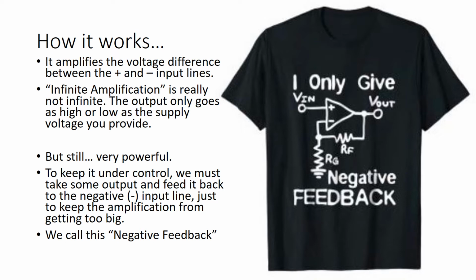So to keep it under control, what we do is we take a little bit of the output and feed it back to that negative input. We sometimes call that negative feedback. And that is like pulling back on the reins of a horse. It kind of slows it down and makes sure that it doesn't amplify too much. Sometimes you might have heard an amplifier amplifying too much and it starts to sound buzzy because it kind of hits the limits of that supply voltage. So we don't want that. We want to keep it under control, and so the t-shirt makes a joke about that, giving negative feedback.